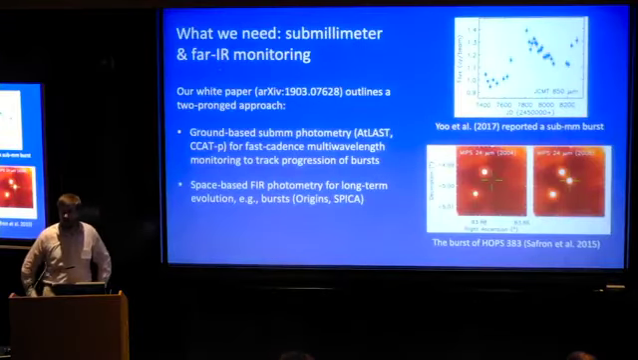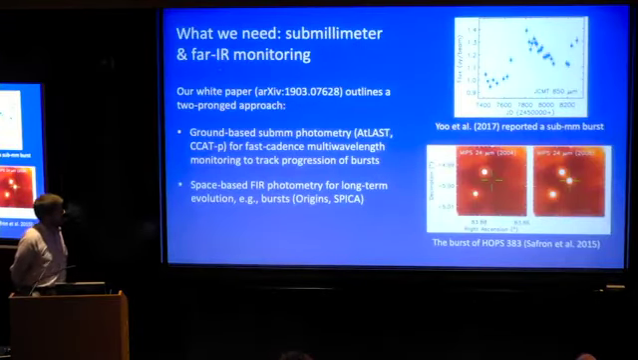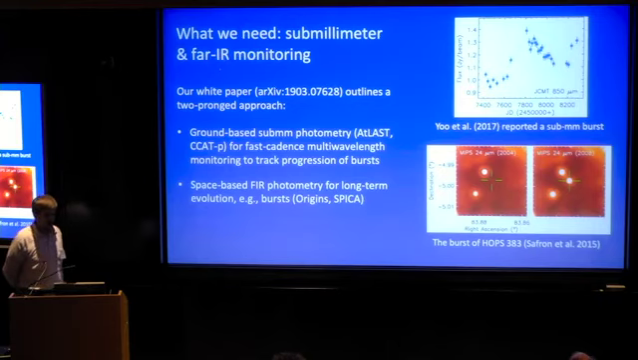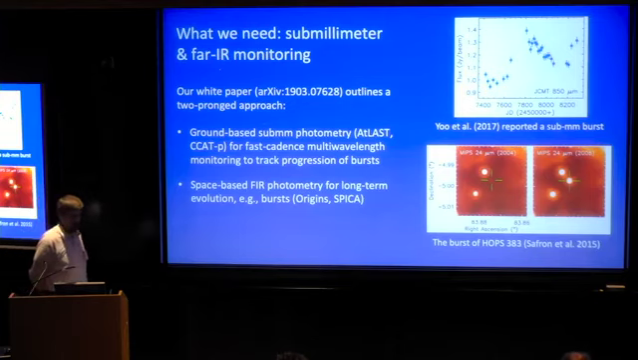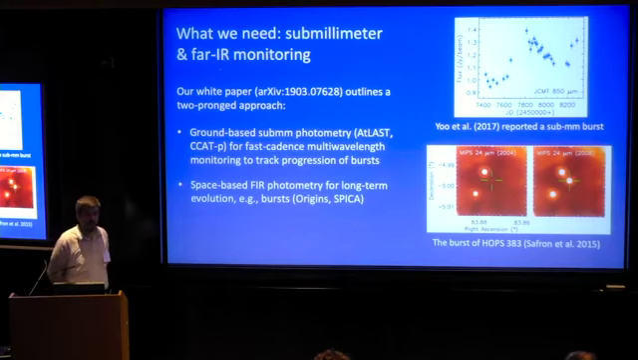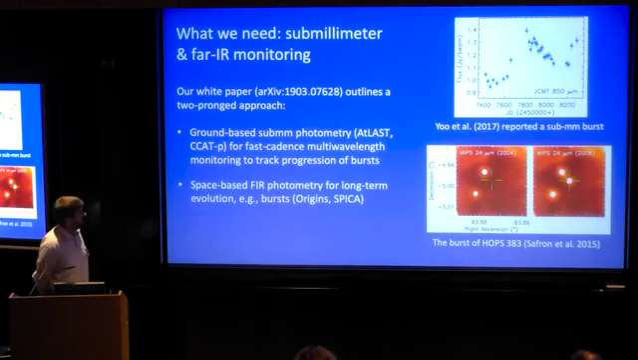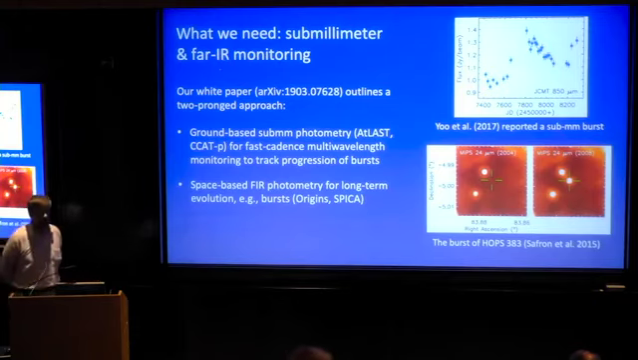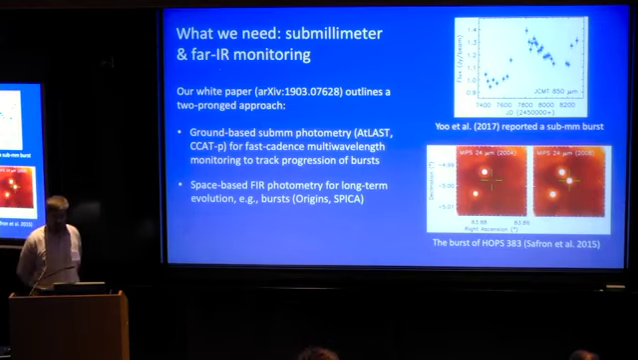So what we need to make further progress on this is submillimeter and far IR monitoring. I have a white paper out where we outline a two-pronged approach. We brought in some submillimeter folks to talk about the value of ground-based submillimeter photometry that gives us fast cadence monitoring at multiple wavelengths to track the progression of bursts. We have a light curve here from the JCMT project that Doug Johnstone and Greg Herczeg are in charge of, where they detected a submillimeter burst. And then with the space-based far IR photometry, we would look at the long-term evolution of these objects.